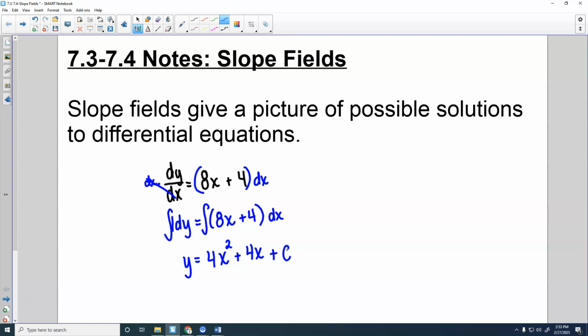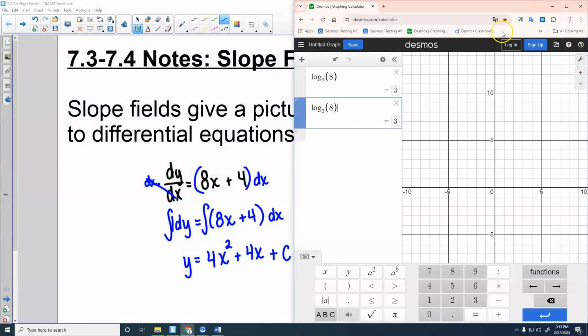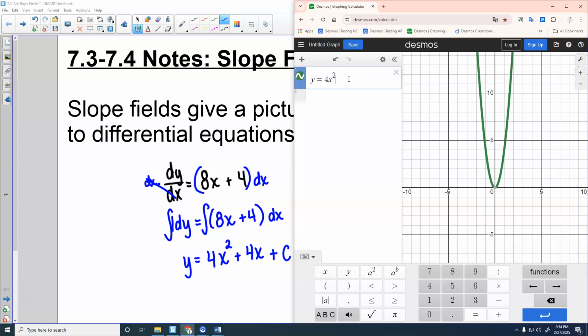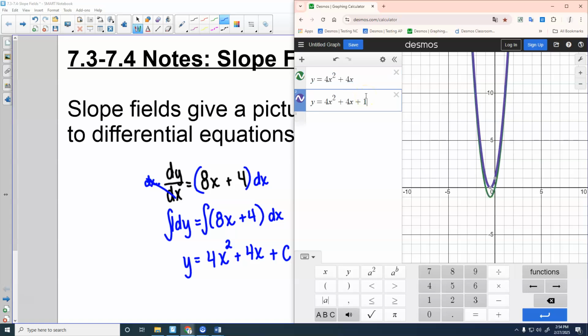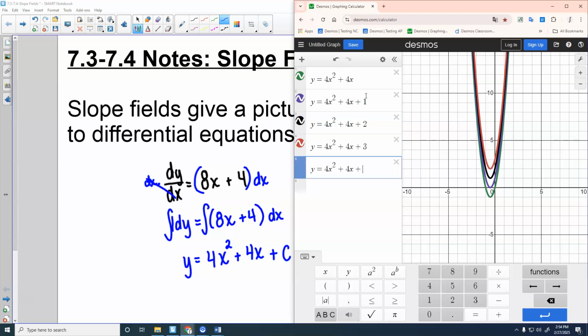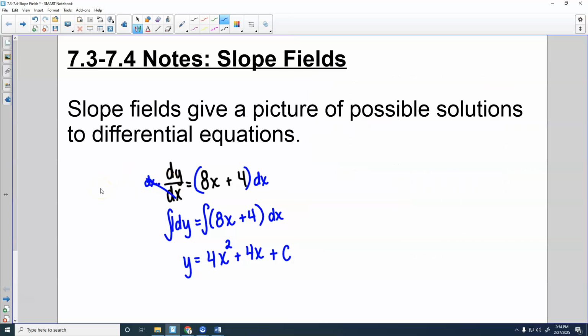Now, what's happening with this is that there are infinite solutions, right? There are a gazillion ways this could look, because we could have y equals 4x squared plus 4x, and c could just be 0. Or, copy and paste, this will be quicker, plus 1, or plus 2, or plus 3, or plus 4, or plus 5. I think you guys get the idea. I could fill this whole page up just by changing that c value. So there's an infinite number of solutions to these equations, and slope fields help us get a picture of possible solutions to differential equations.